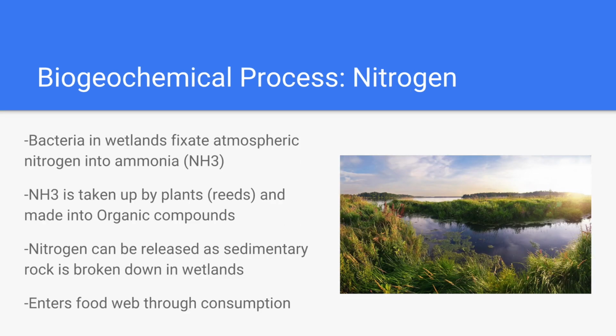Another biogeochemical process that plays a critical role in the estuaries and wetlands is the nitrogen cycle. In the nitrogen cycle, bacteria take in nitrogen from the atmosphere and convert it into ammonia, NH3. Once it is converted into NH3, it can be taken up by plants and made into organic compounds, which makes up the plants. Once the plants are eaten by animals, as it moves up the trophic levels, the nitrogen can enter different species and individuals for their own use in organic compounds. And as sedimentary rock is broken down in the wetlands, this can also release nitrogen into the soil, creating a very dense and nutritious soil.